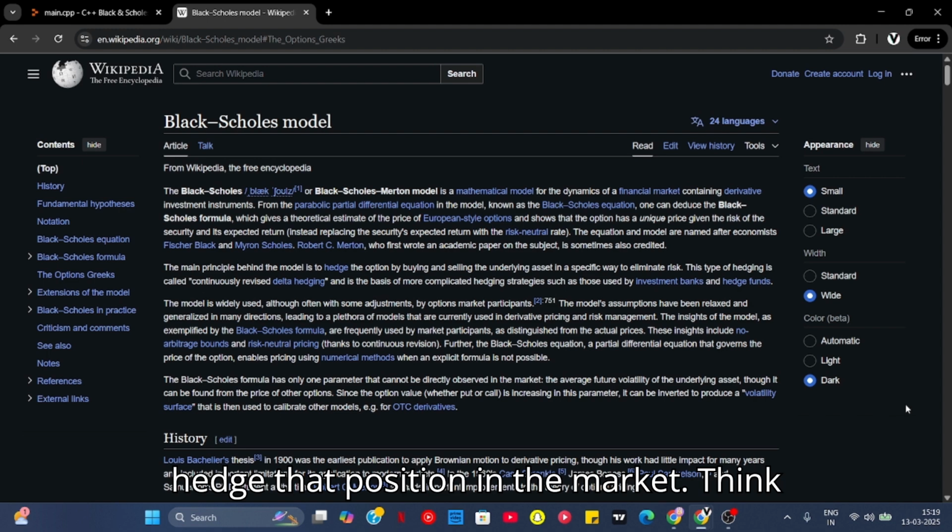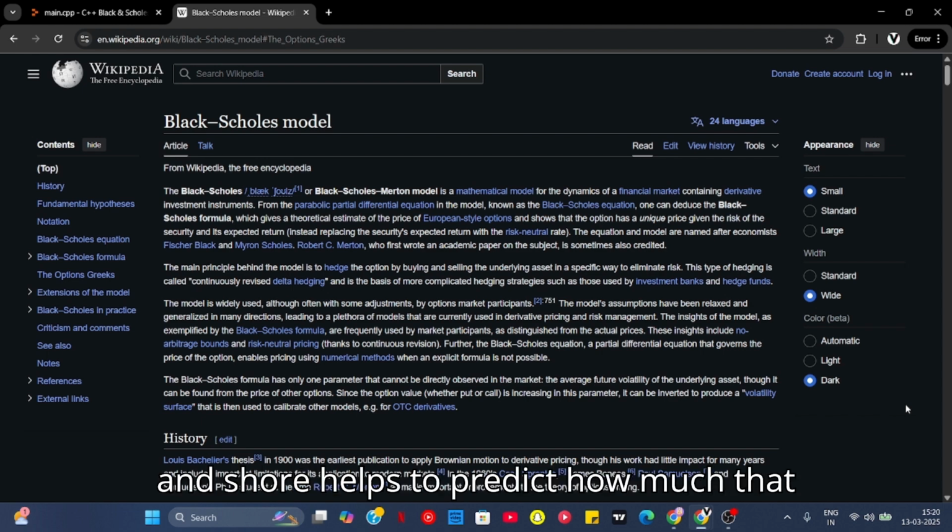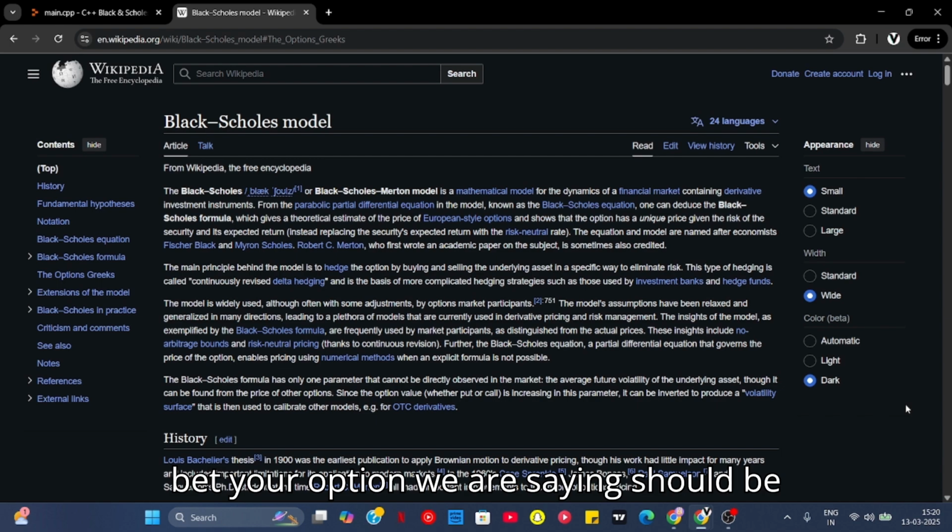in the market. Think of an option like a bet on a stock's futures price. So basically, it's a bet on the futures price, and Black-Scholes helps to predict how much that option should be worth today. So it includes five main factors.